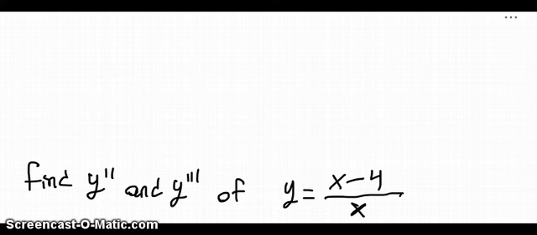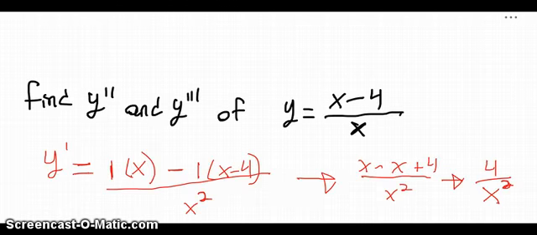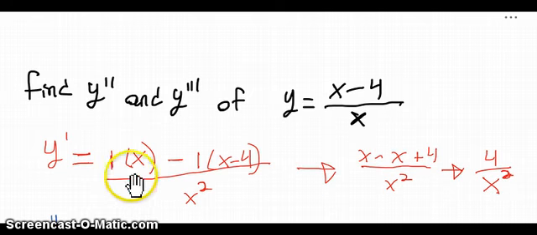In this example, it is asking us to find y double prime and y triple prime, or the second and third derivative of y equals x minus 4 over x. So now we know this is going to have to be a quotient rule that we're going to use. So we'll start with that, and we'll try to find the first derivative. So the first derivative, you use f prime of x, g of x, minus g prime of x, f of x, all over g of x squared. When you multiply all this out and subtract it, you end up with just 4 over x squared.